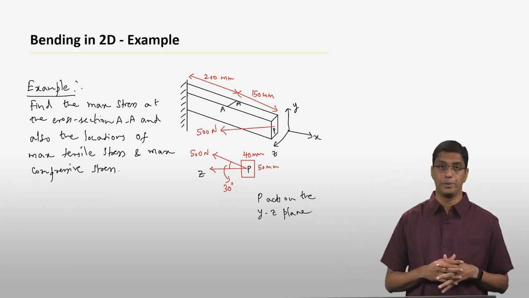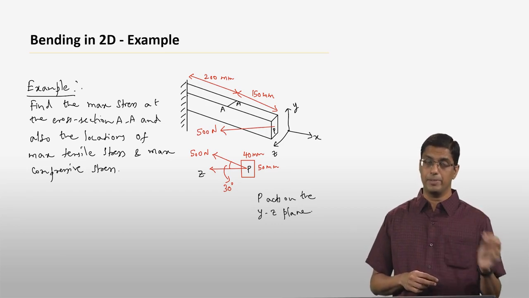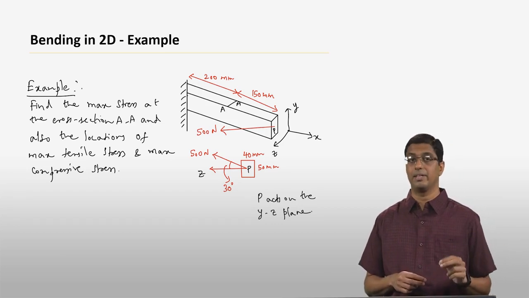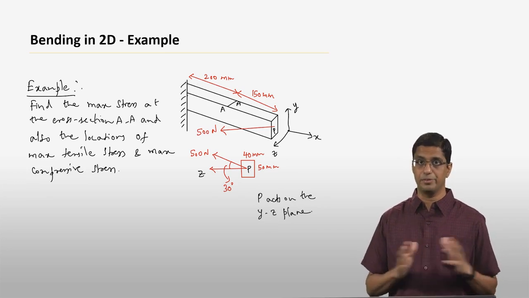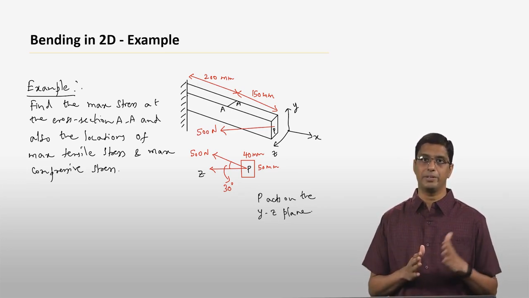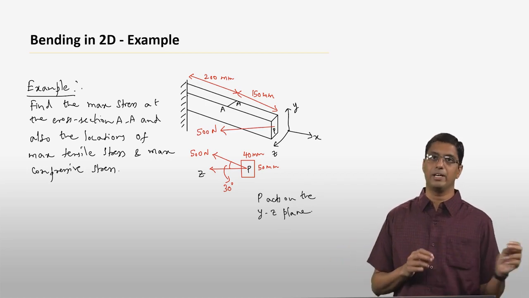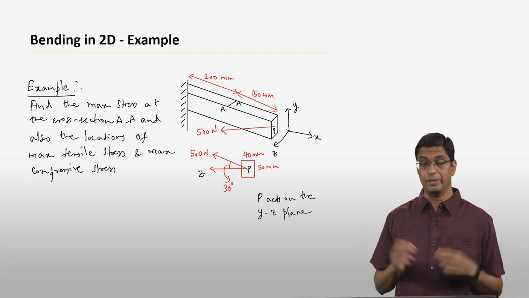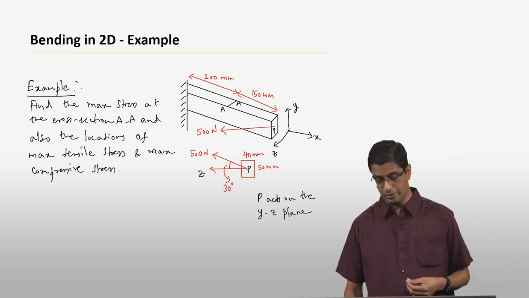So the one thing that I want you to notice is that whenever you have bending, you are going to have both compressive and tensile stress in the same cross-section. It is not like axial loading, where the stress is uniform. Okay, so when you have bending, you are going to have both tensile stress and compressive stress. Okay, and these are going to occur in different locations. So we are going to find out where the maximum tensile and compressive stress is going to occur.